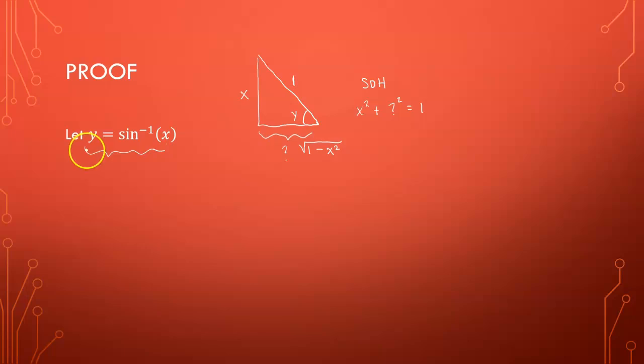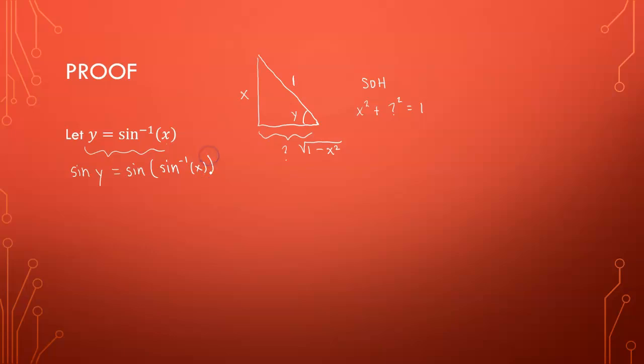Now, I'm looking at this equation. I want to take the derivative of it. I don't know how yet, or I'm pretending I don't know how because I want to prove it. So I'm going to take the sine of both sides of this equation. So sine of y is equal to sine of sine inverse of x.